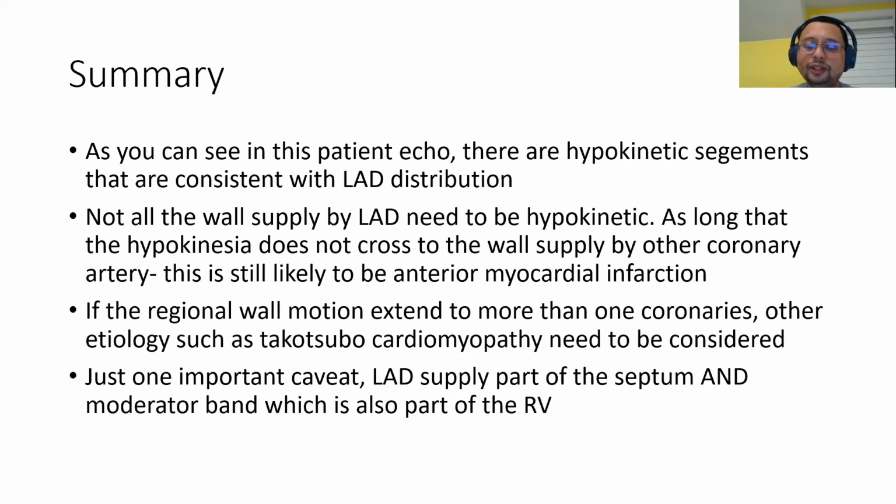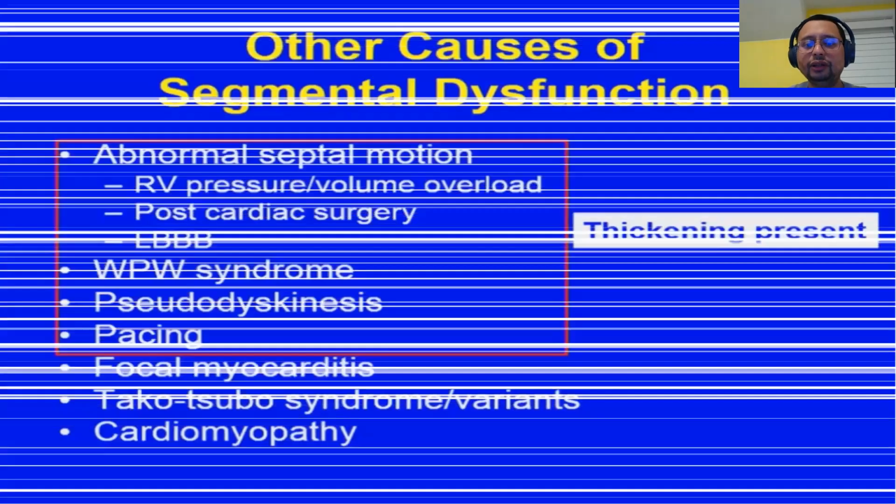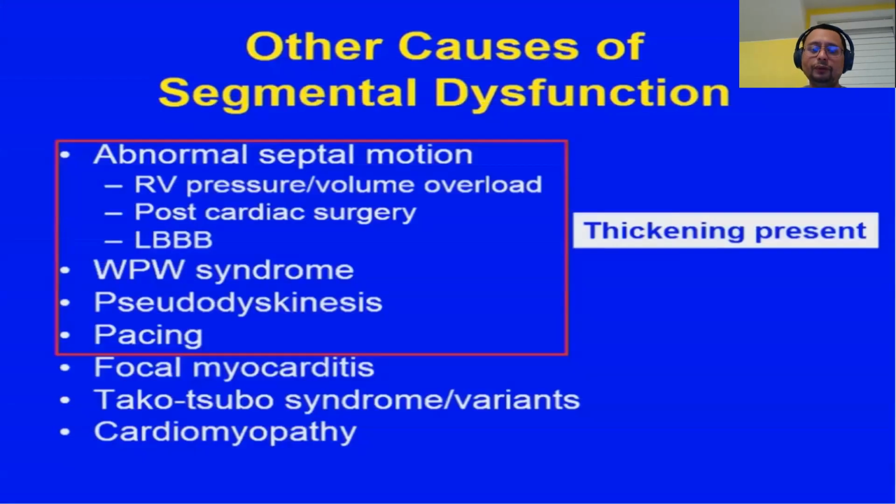Just one important caveat, as I said, the LAD supplies part of the septum and also the moderator band, which is also part of the right ventricle. Remember that the moderator band of the RV is supplied by the LAD. Okay, so that is the end of the coronary distribution. I hope you understand the step-by-step example that I showed you.